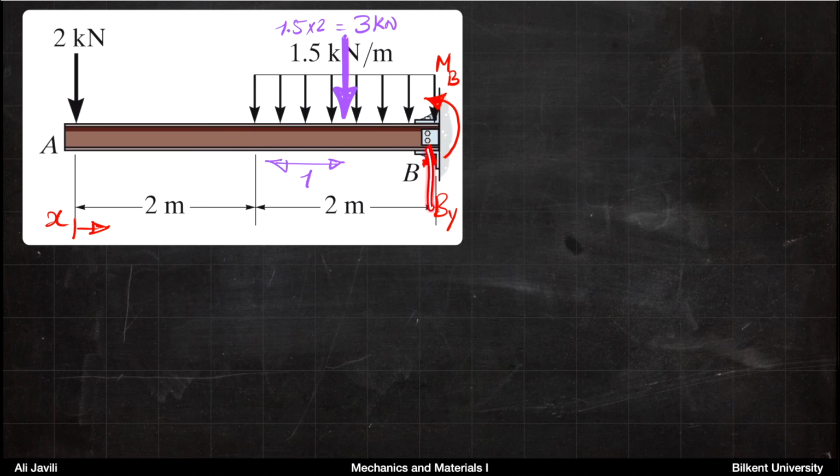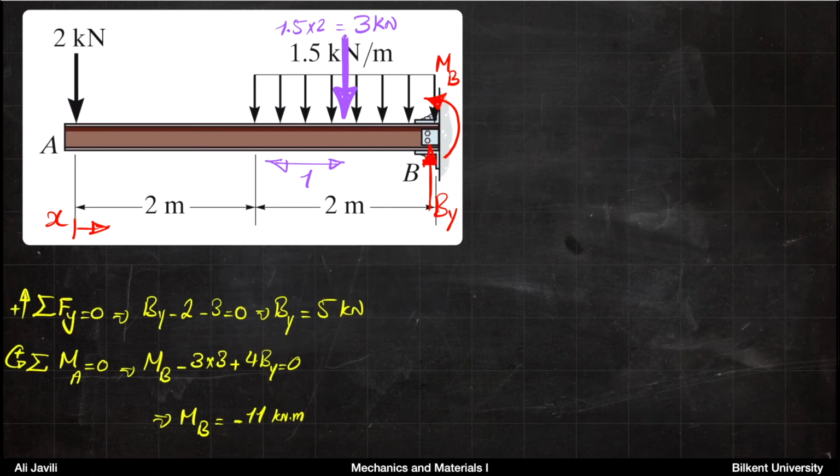Now on point B, you draw the reactions at the support, assuming that this is MB, and we draw it counterclockwise, and this is By. We draw it upwards. For the distributed load, 1.5 kN per meter, the effective load would be 1.5 times 2, that is 3 kN downwards, with distance 1 from each side. So it's at the center of the distributed load.